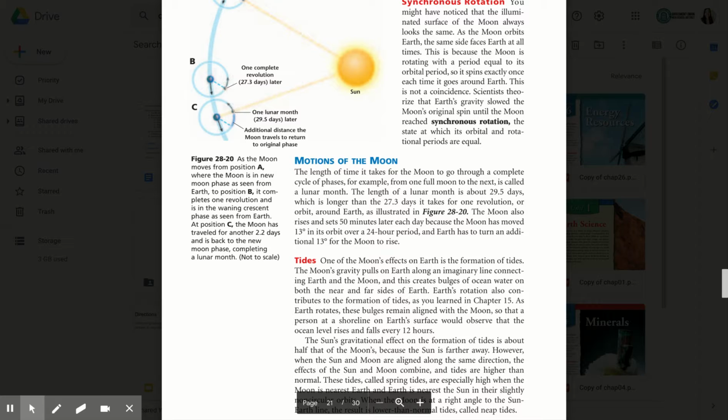Synchronous rotation. You might have noticed that the illuminated surface of the moon always looks the same, as the moon orbits Earth and the same side faces Earth at all times. This is because the moon is rotating with a period equal to its orbital period, so it spins exactly once each time it goes around Earth. This is not a coincidence. Scientists theorize that Earth's gravity slowed the moon's original spin until the moon reached synchronous rotation, the state in which its orbital and rotation periods are equal.